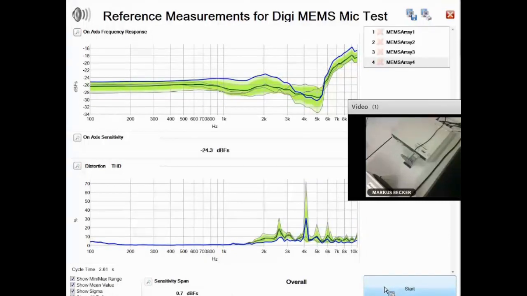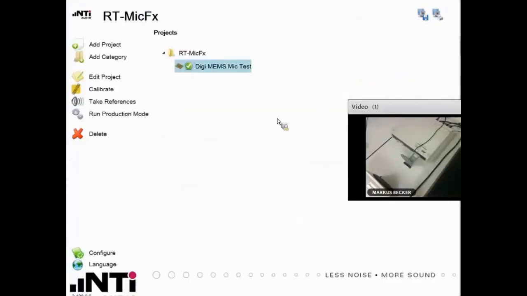You remember we had 4 microphones and 4 cycles. You heard them, and each of these 4 microphones has its own frequency response that you can watch here on the left-hand side, has its own distortion response. The green, fat green line represents the average of the 4 samples. So we close, and now we are ready to enter the production mode, the passed-failed test.